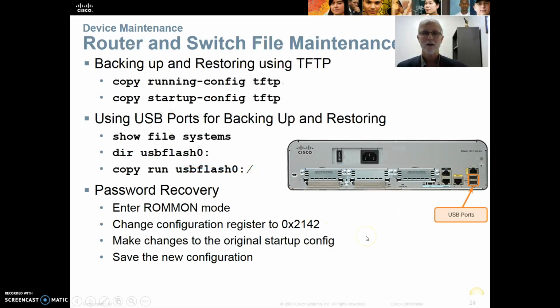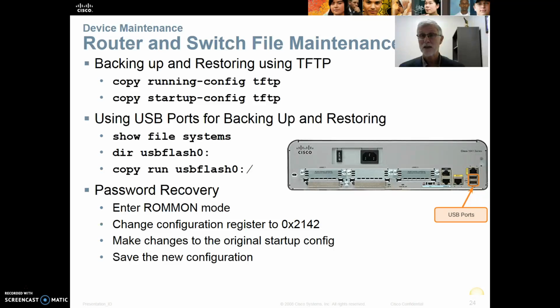Now, I can also back up to a TFTP server. So you've seen copy run start. You've seen copy commands before. In this case, I'm saying I'm copying the running configuration to the TFTP server. Now, when you do that, you're probably going to get asked, what's the IP address of that server? So just make sure you have it before you do it. So copy run, copy start, TFTP is just an external source that you can store information to.